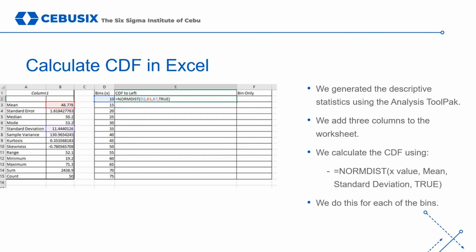And so in E2, go ahead and enter equals NORMDIST, open parentheses. Next, we need to add the x value, which is found in D2, comma, the mean, which can be found in B3, comma, the standard deviation, which can be found in B7, comma, and the word TRUE followed by the closed parenthesis. Hit enter to obtain the CDF for the first bin. Then do the same for each bin, but remember the only variable that will change will be the X value, the first cell after the open parenthesis.